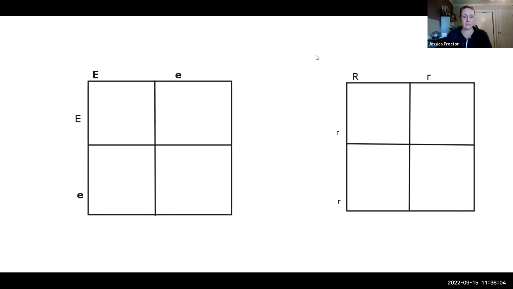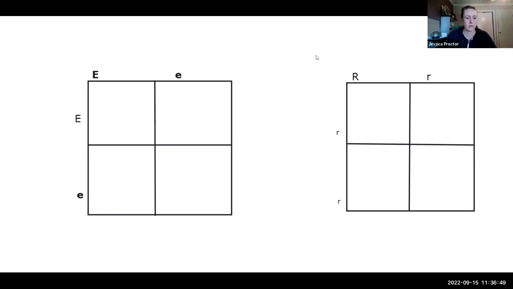So for humans, you could be homozygous dominant, so two uppercase E's. You could be heterozygous, so one uppercase, one lowercase, or you could be homozygous recessive, two lowercase letters. Now the phenotypes, there are only two possible phenotypes. You're either going to have free hanging earlobes, which is the dominant phenotype. If you have the dominant phenotype, you could either be homozygous dominant or heterozygous. Those are your two possibilities.